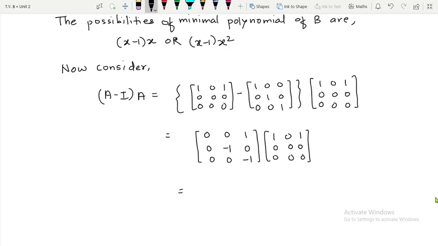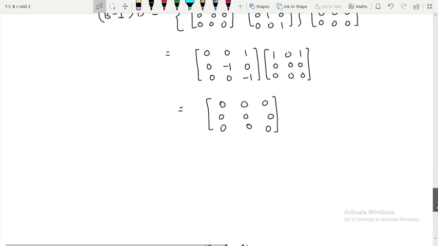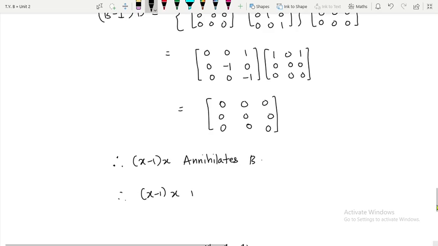Now let us take the product. So this will be equal to this will be 0, this will be 0, this will be 0, next one is 0, 0, 0. Oh, I'm sorry, it should be B over here, right? Yeah, it should be B. So B minus I outside the bracket B. So again we get it is equal to 0. So therefore over here I'll say x minus 1 multiplied by x annihilates B, and therefore this x minus 1 multiplied by x is a minimal polynomial of B.